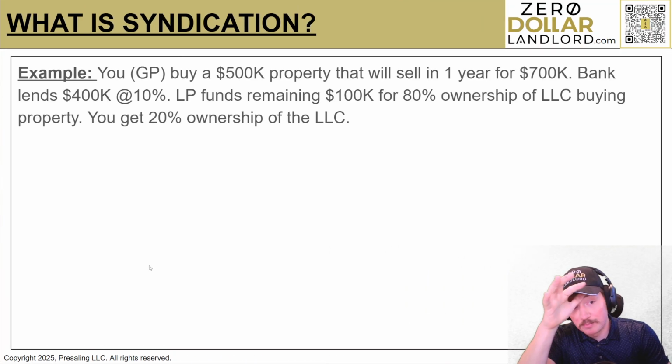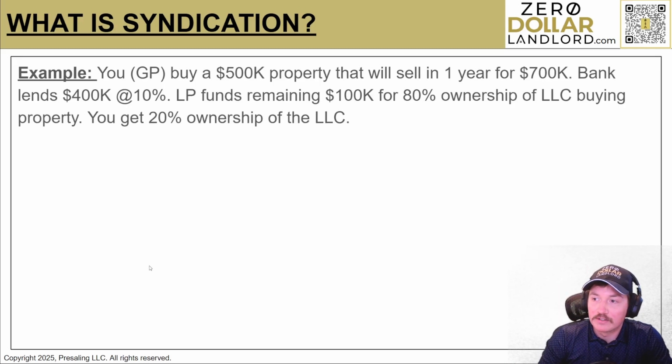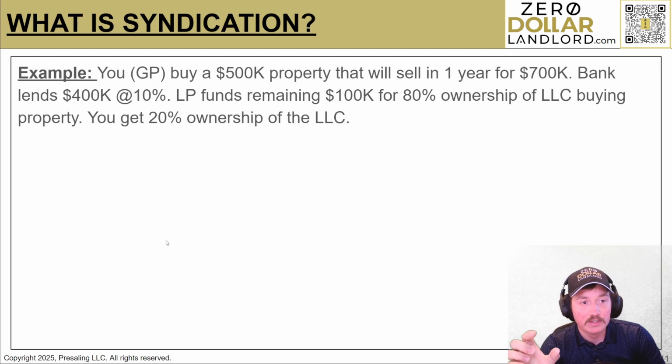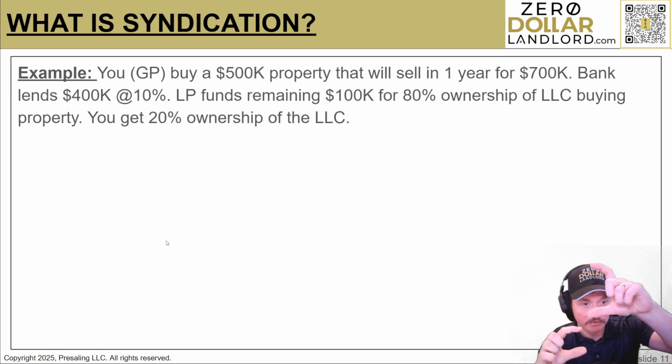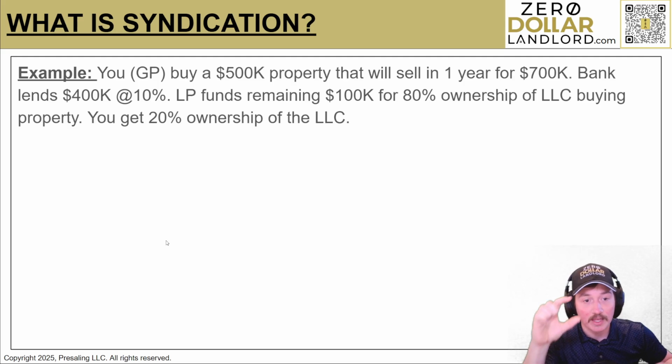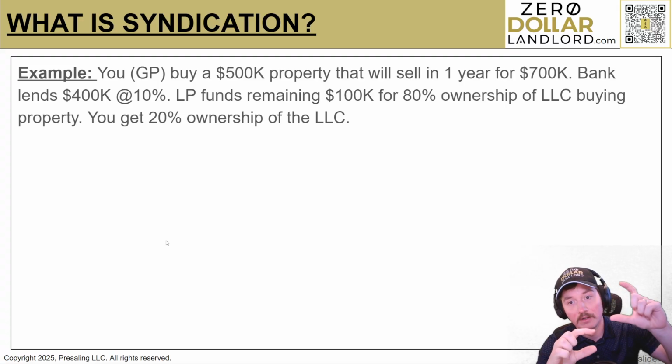All right, so this is probably a lot. I'm going to put this in perspective here real fast with a hopefully very simple example. So if you are buying a $500K property and it's going to eventually sell for $700K, so it's $200K profit, and the bank is lending $400K, here's exactly what it looks like. The LP is going to fund $100K, which is the down payment. The bank is going to fund the $400K. So now you're able to buy the property, right? Again, you didn't put any money in. You got an LP, a limited partner, to put in the $100K. Then the bank puts in $400K.